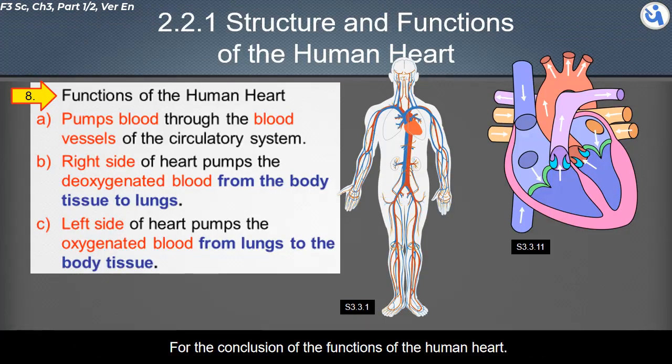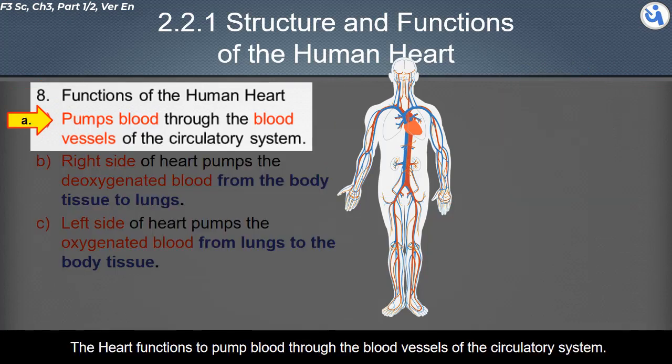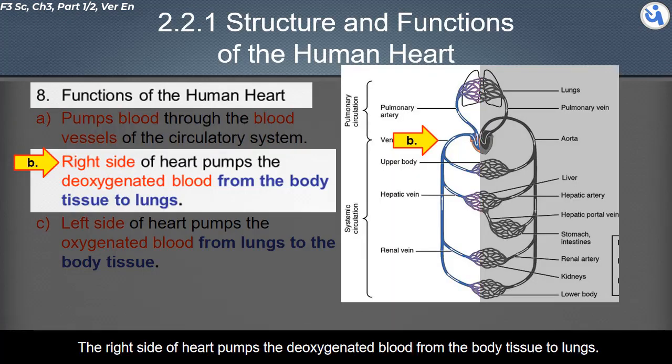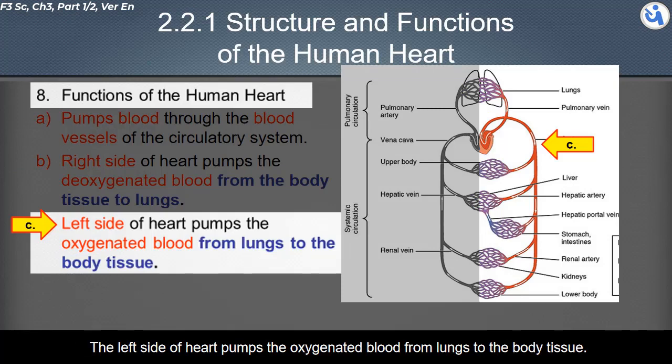For the conclusion of the functions of the human heart: the heart functions to pump blood through the blood vessels of the circulatory system. The right side of the heart pumps the deoxygenated blood from the body tissue to the lungs. The left side of the heart pumps the oxygenated blood from the lungs to the body tissue.